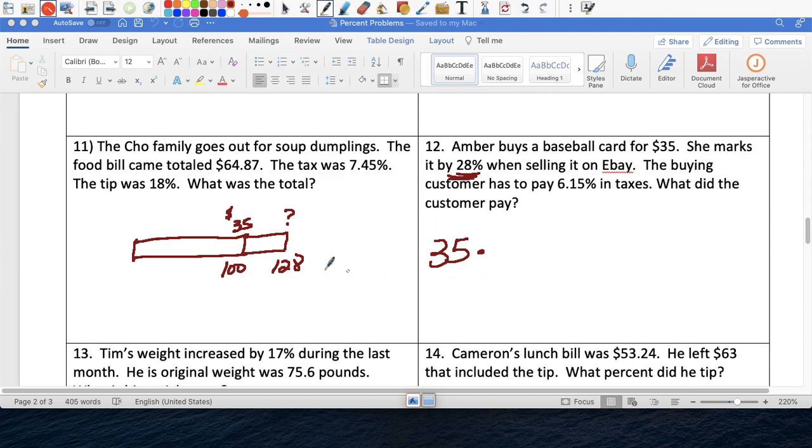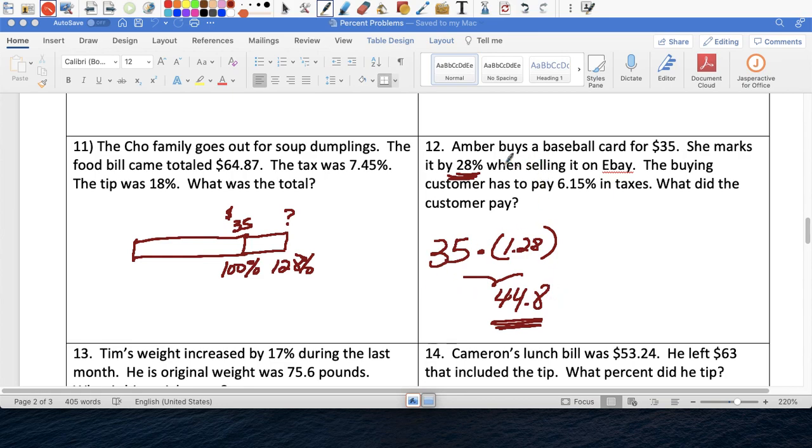So let me put percent here. If you raise it by 28%, you're going to multiply by 1.28, right? So let's multiply 35 times 1.28. It means that the new price of the card is now $44.80 on eBay. So you're the guy who buys it on eBay from her, and you're going to be paying $44.80.